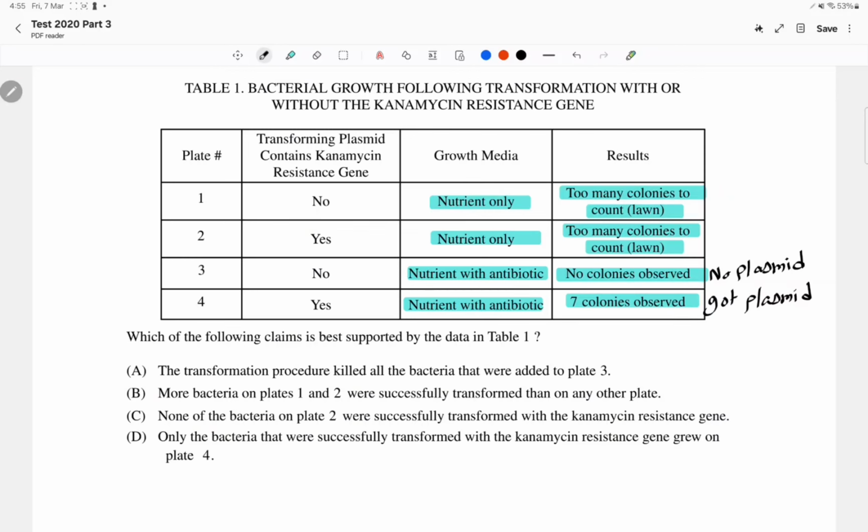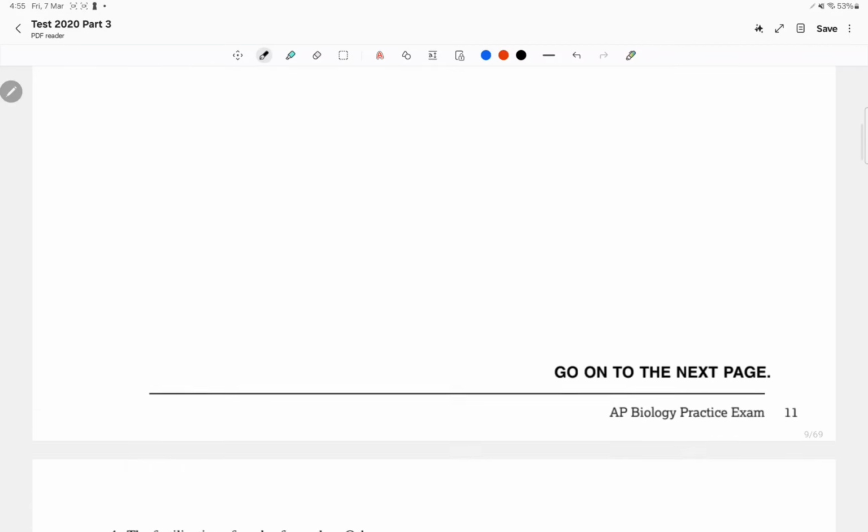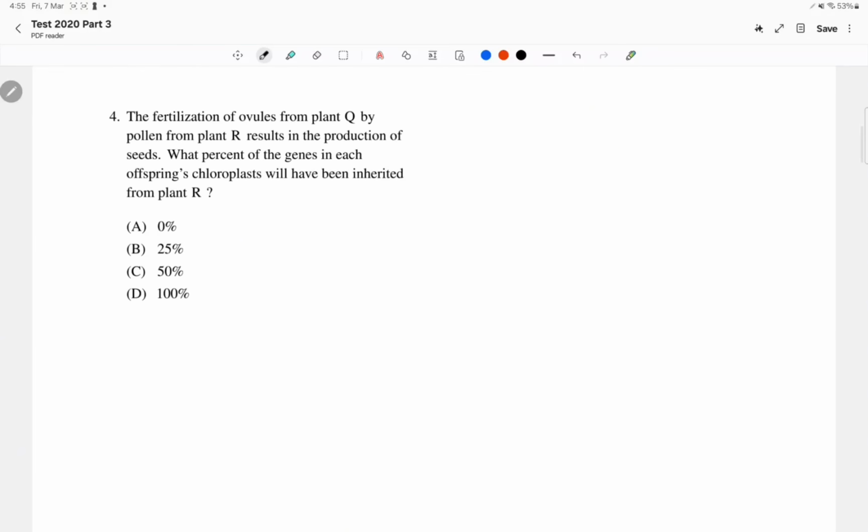I think it's D or it's B. One of them. Which of the following is best supported by the data in table 1? Why do you guys think that plate 4, some of them lived? Because it says 7. Oh, never mind. Because they got the plasmid with the gene to fight off the antibiotics. So D. And it says 7 observed, so obviously it's D. Wait, if it said 8 observed, then it's... I don't know how to explain it, but in my mind I think differently. If there's a weird number you think is correct.